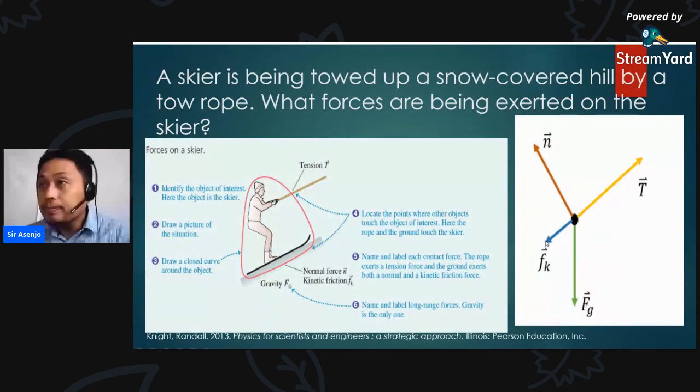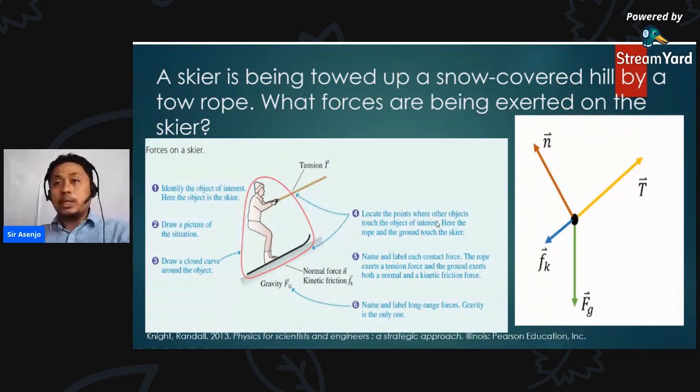So that's how we make a free body diagram. Again, first step, identify the object of interest. In this case, the scare. Draw a picture of the situation. This is our situation, and we have drawn a picture. Draw a closed curve around the object. These are the objects of interest.